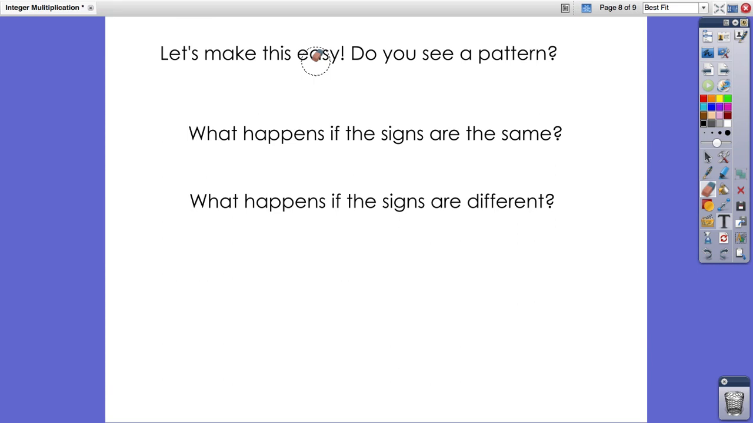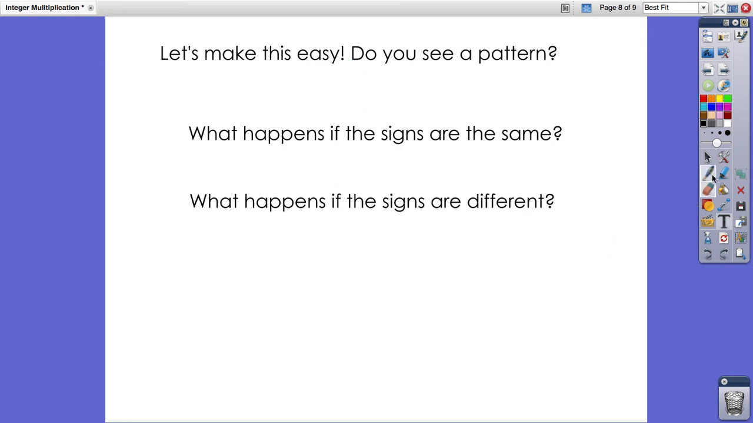We've seen a pattern. And so I ask you, what happens if the signs of two numbers in multiplication or division are the same? So what happens, for example, if you multiply two positives together or multiply two negatives together? And I want you to think about that. Okay? What happens if the signs are different? What happens if one number is negative and one number is positive in division or multiplication?